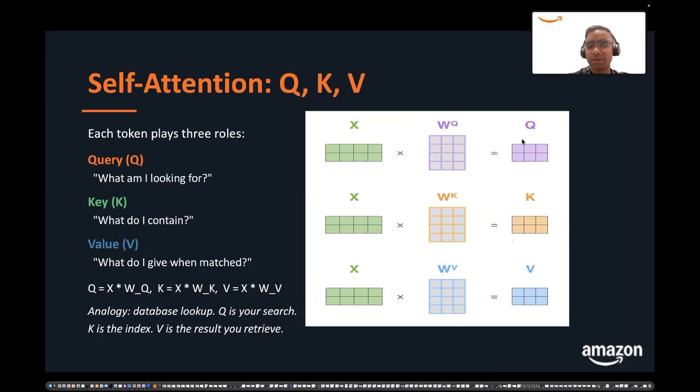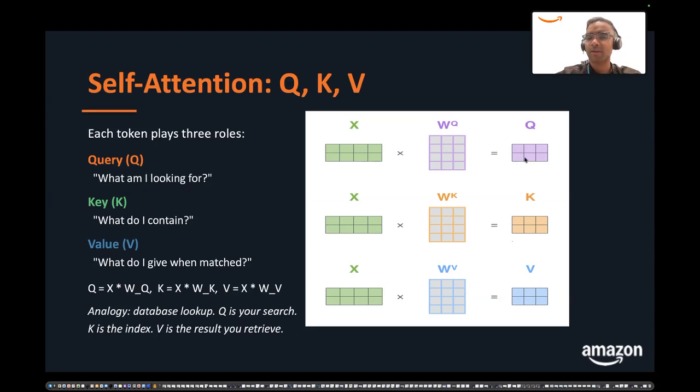I have a query vector, I have a key vector, I have a value vector. Let's say I have two tokens. This is the embedding of token 1, this is the embedding of token 2. I want a query for this, I want a key for this, I want a value for each. I multiply with WQ to get a query vector.